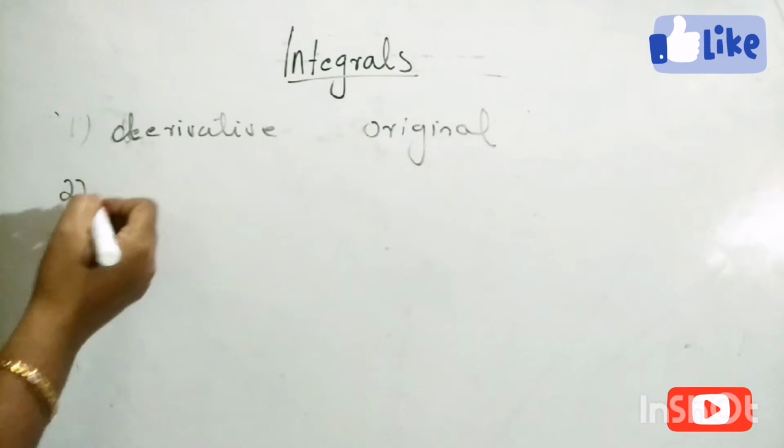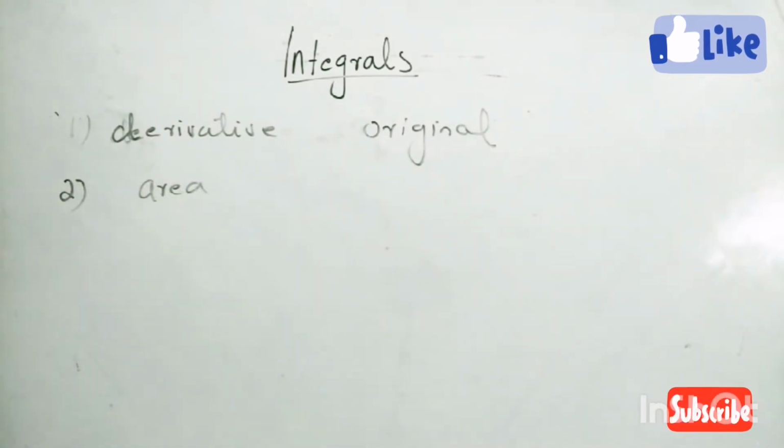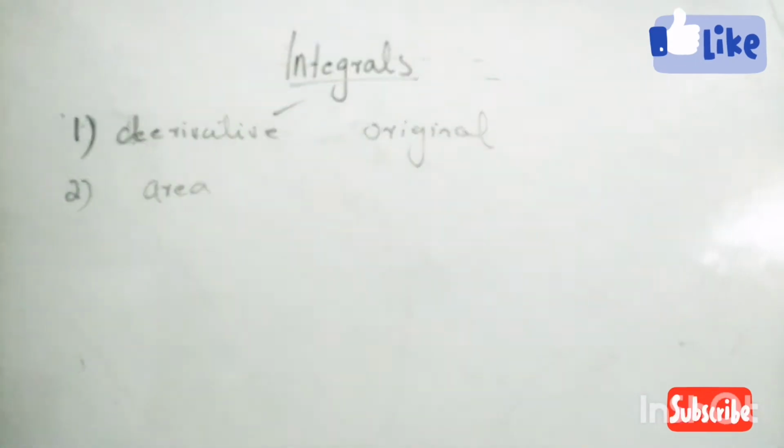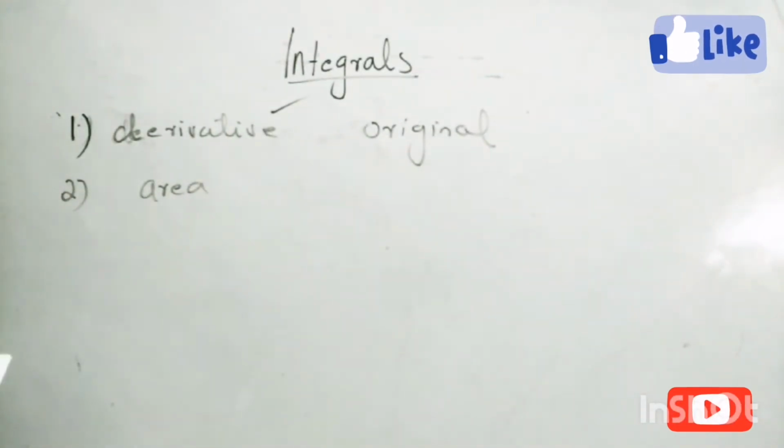And second, suppose we need to find out the area bounded by the graph of a function under certain conditions. What can we do in these two cases? The first problem is that the derivative is given and we need to find the original function. The second is that we need to find the area bounded by the graph of a function under certain conditions. These two problems led to the two forms of the integrals.